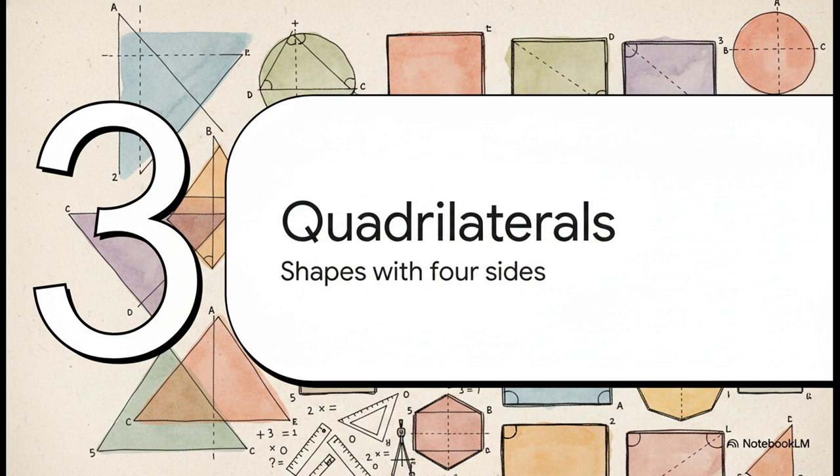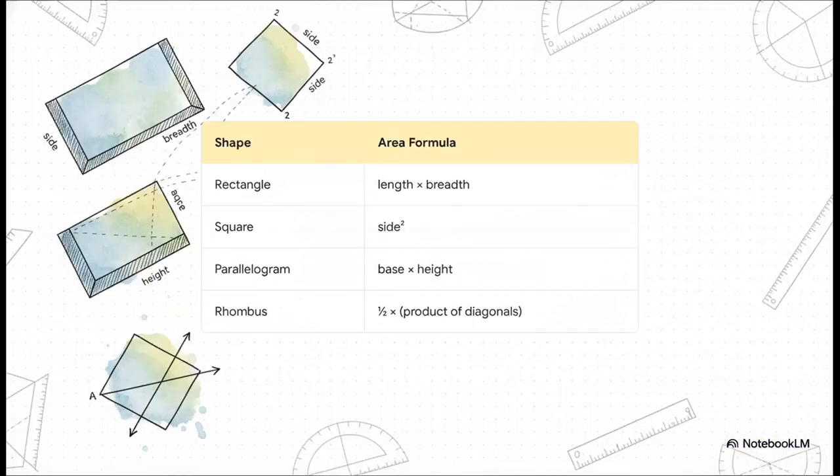And while they all have 4 sides, the way we find their area can be pretty different depending on the shape. This little table is a great cheat sheet. For a rectangle, it's just what you'd expect: length times breadth. A square is just a special kind of rectangle where all the sides are equal, so its formula is even easier: just side squared. Now, a parallelogram, that's like a slanted rectangle.